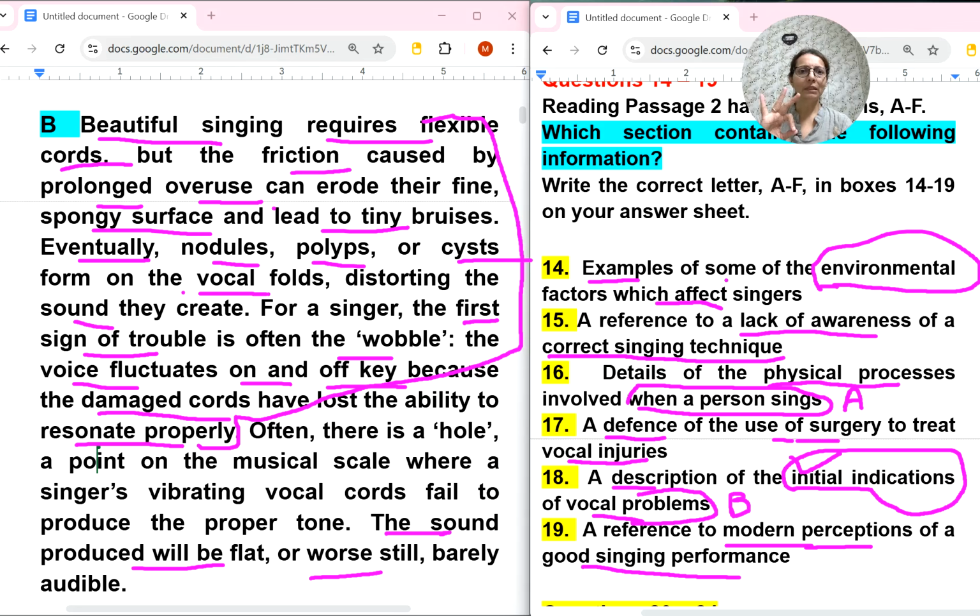So nothing they are explaining like the environmental word is also not there, lack of awareness kind of thing is also not there. Physical process is also not there. Use of surgery kind of thing is not there. So reference to modern perception of a good singing kind of performance is also not there. So this 18th is matching. So let's do the next question.